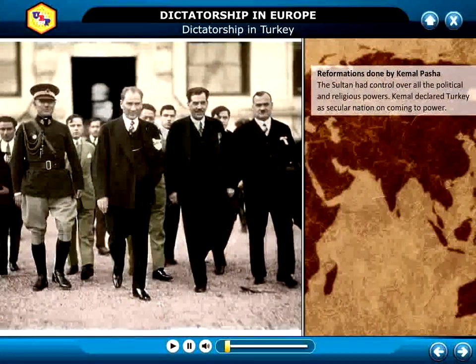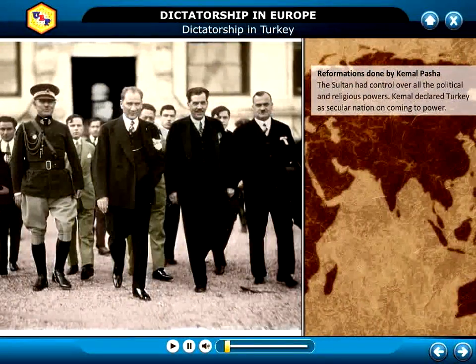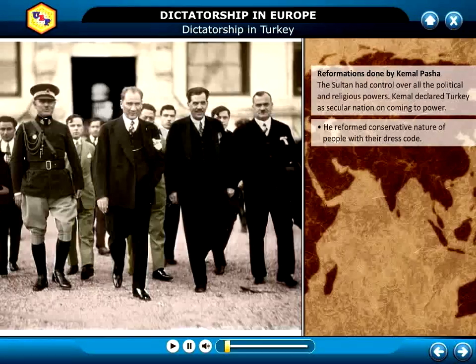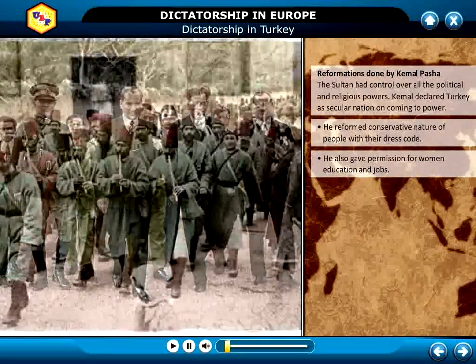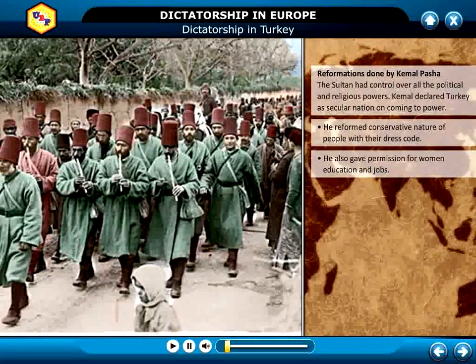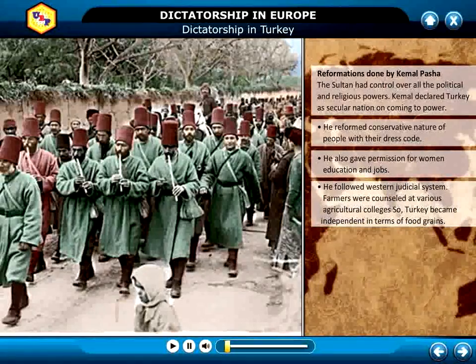Reformation done by Kemal Pasha. The Sultan had control over all the political and religious powers. Kemal declared Turkey a secular nation on coming to power. He reformed the conservative nature of people with their dress code. He also gave permission for women's education and jobs. He followed the Western judicial system.